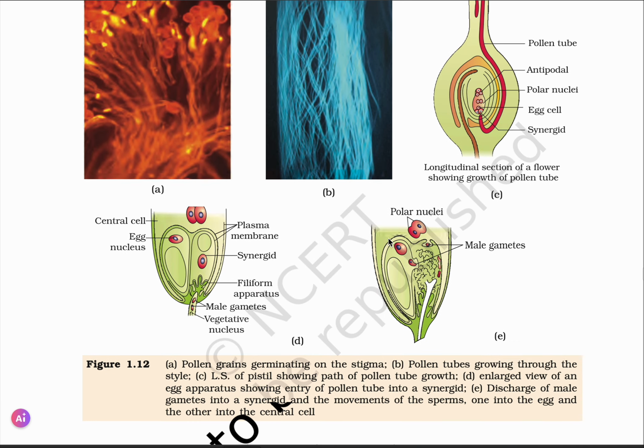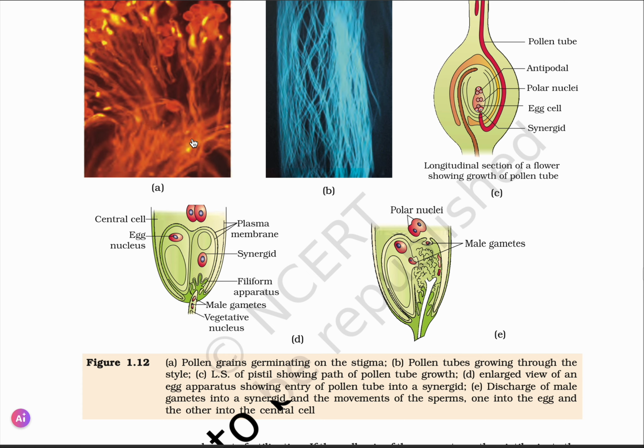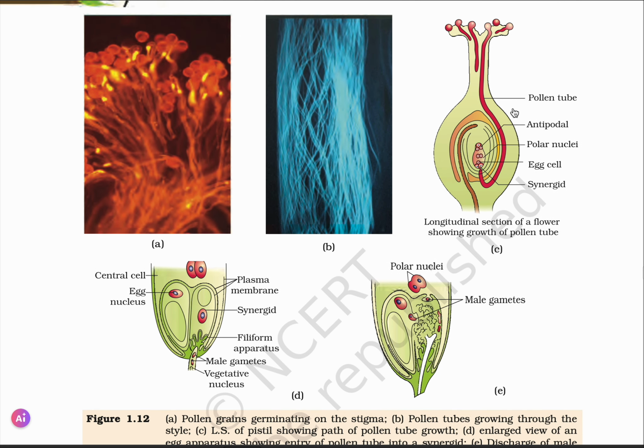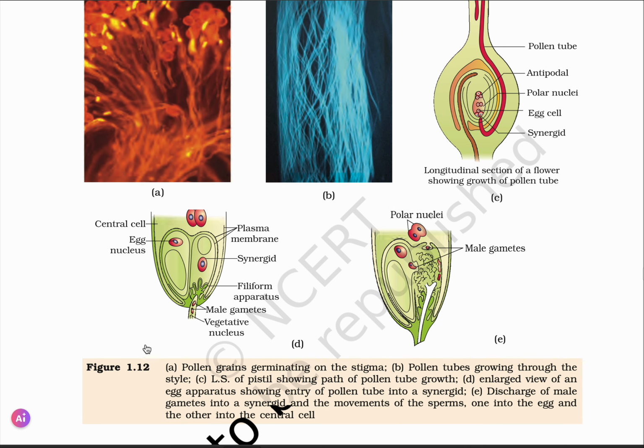Here we need to remember that A shows the pollen grains germinating on the stigma. B is the growth of the pollen tube through the style, and C is the longitudinal dissection of the pistil showing the path of the pollen tube growth. This is D1.